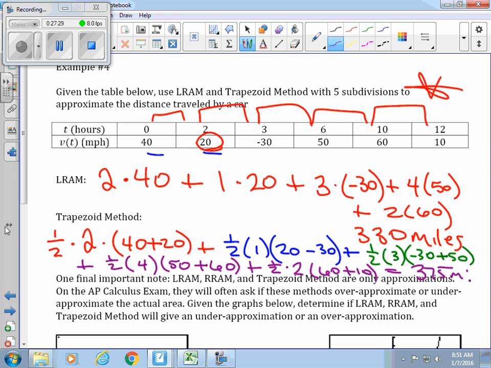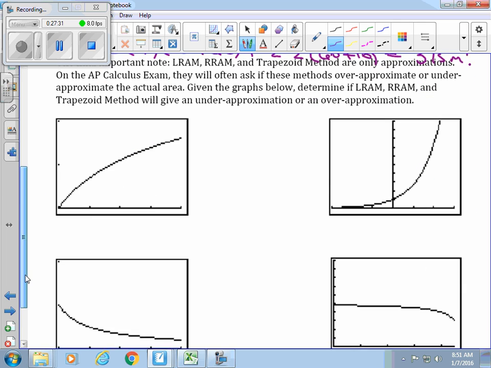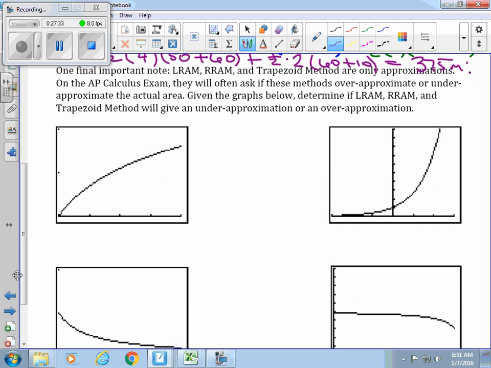Okay. Now let's talk about another question. As you have learned, AP loves to ask you over or under approximation questions. They do it a lot with tangent lines. Remember, you look at the concavity to see if a tangent line over or under approximates a function value. They ask that a lot with rectangle approximations. Is this an over approximation or an under approximation? So I want to look at when each one is over and when each one is under.